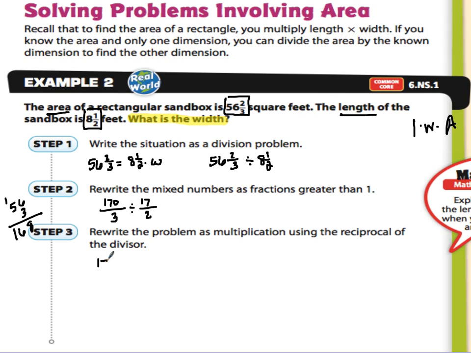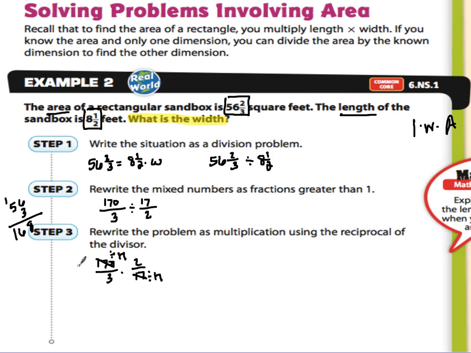Now I want to rewrite it as multiplication of the reciprocal, which is awesome because if I look at 170 and 17, I see that they both start with 17. So that tells me that if I multiply 17 by 10, that gives me 170. So both 170 and 17 are divisible by 17.